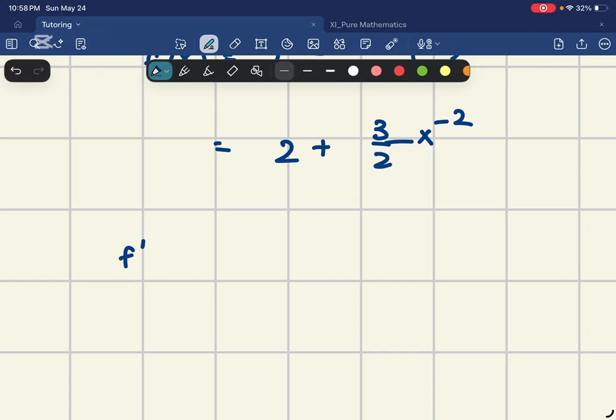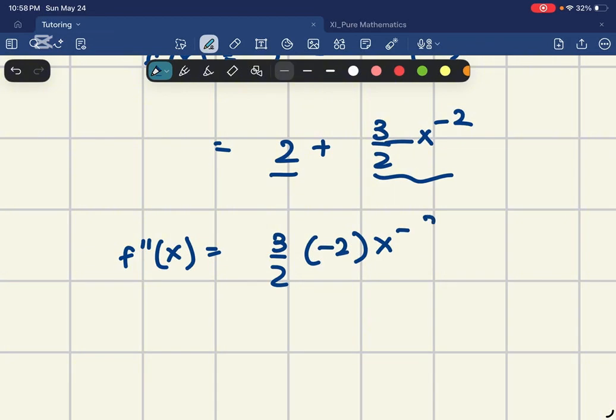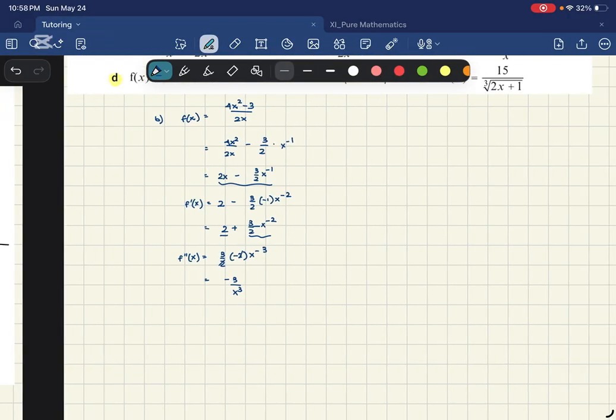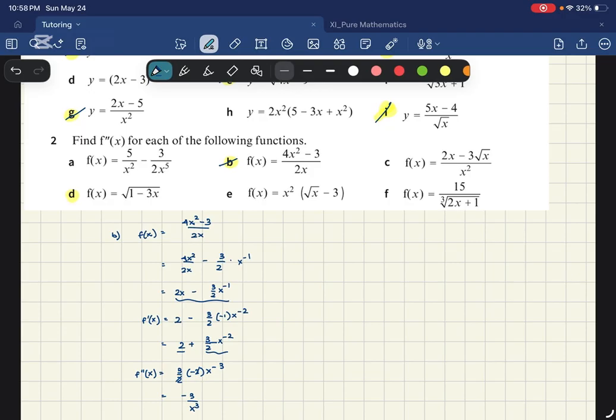Let's differentiate it again. Derivative of 2 is 0. So we are just having this term, right? So you have 3 over 2. You bring minus 2 to the front, x to the power minus 3. So 2 and 2 cancel out. You get minus 3 over x cubed. So that is your answer. And we are done with B. Let's do D.